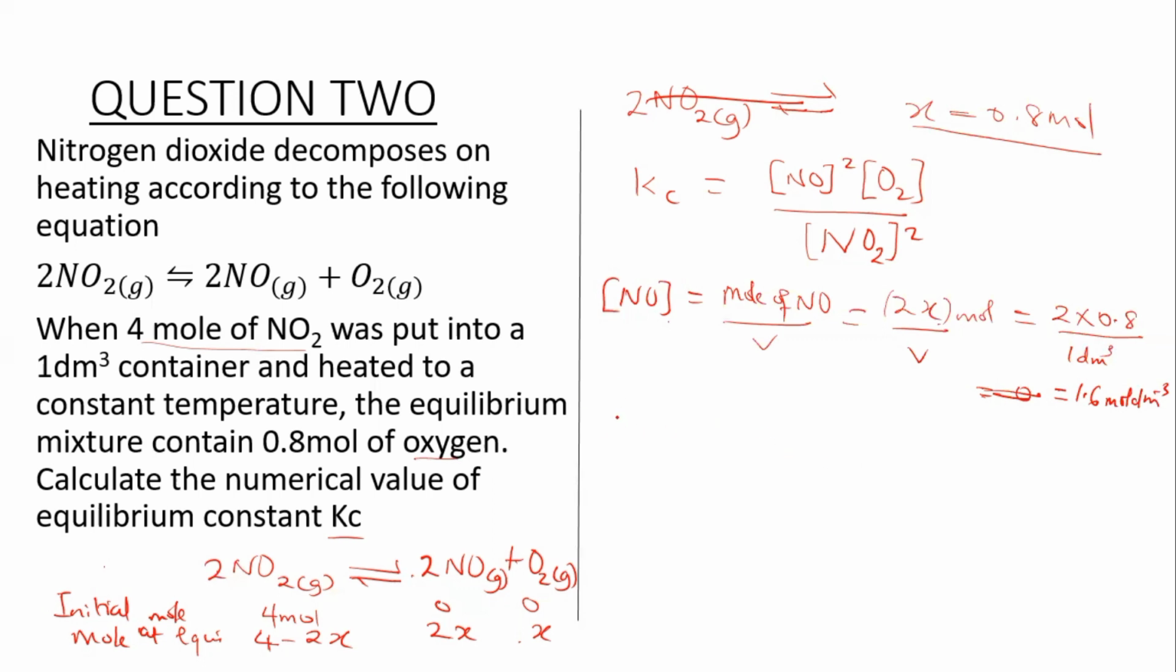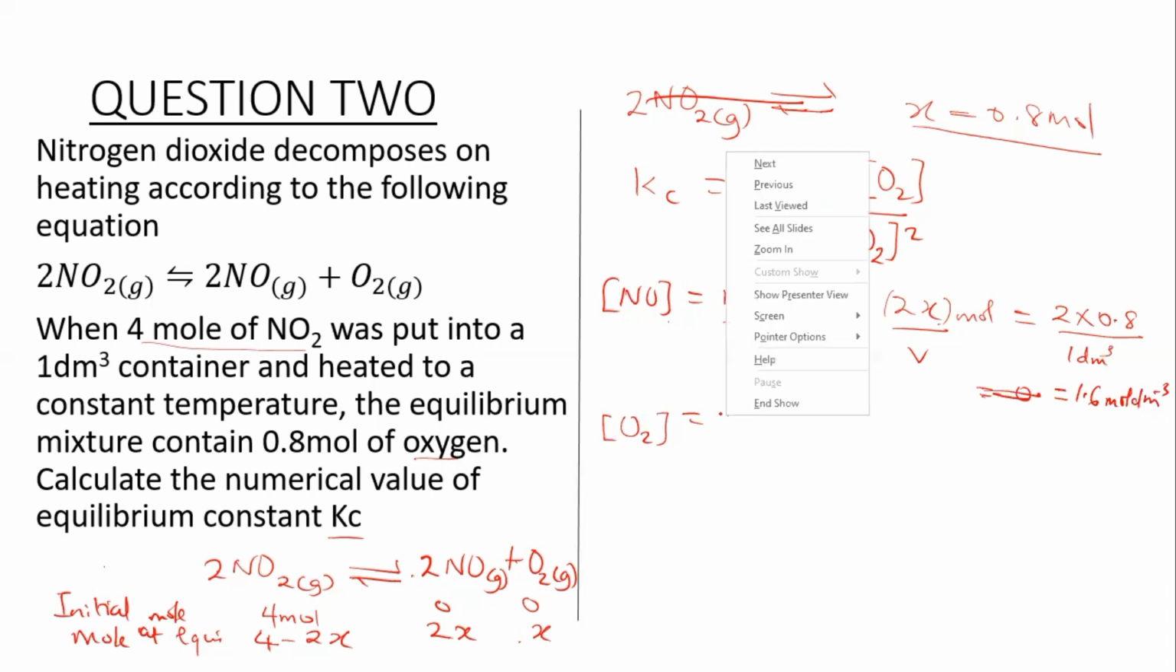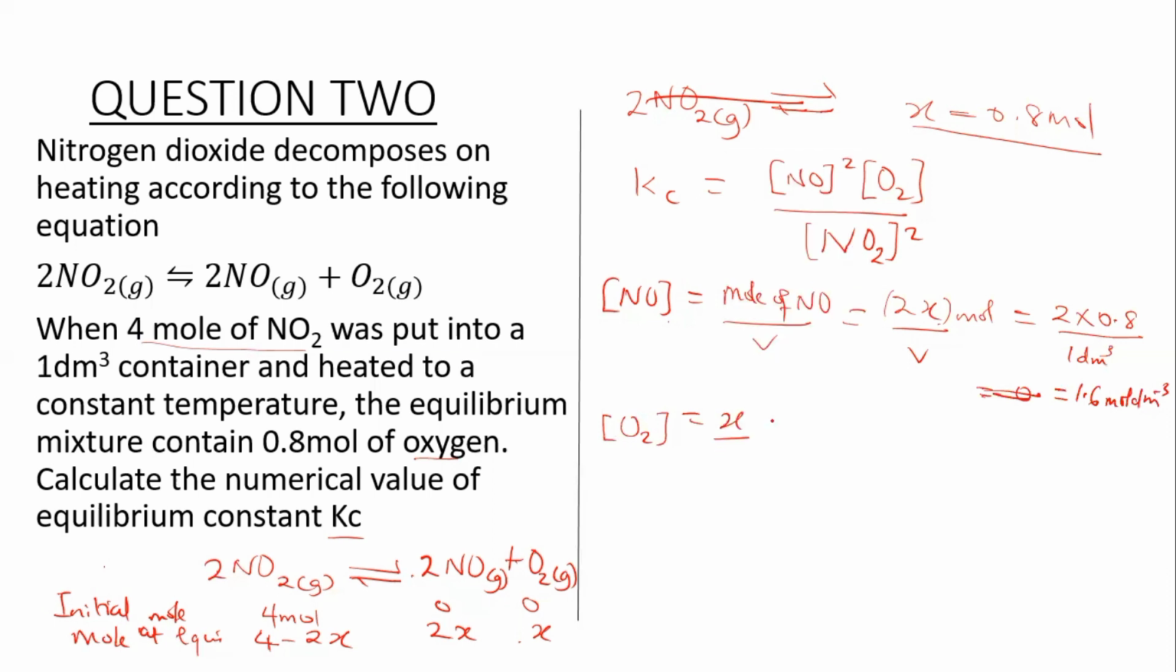Okay, so now the concentration of oxygen at equilibrium, that's going to be the mole of oxygen at equilibrium divided by the volume, and that is x divided by the volume, which is 0.8 mole divided by 1 dm cube, and that's going to give us 0.8 mole per dm cube. Now, what about the concentration of NO2?